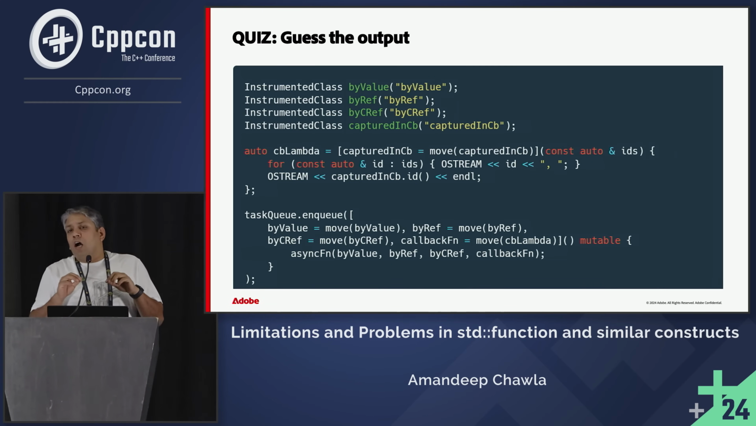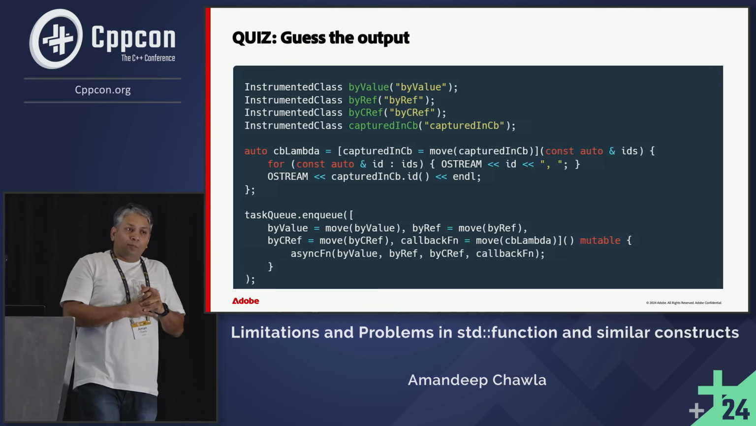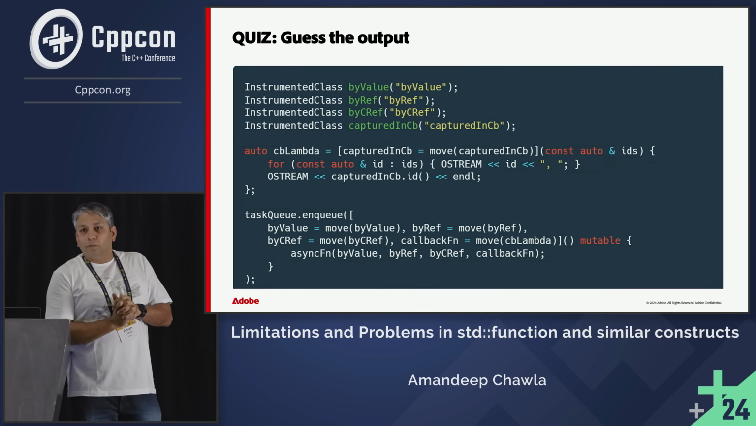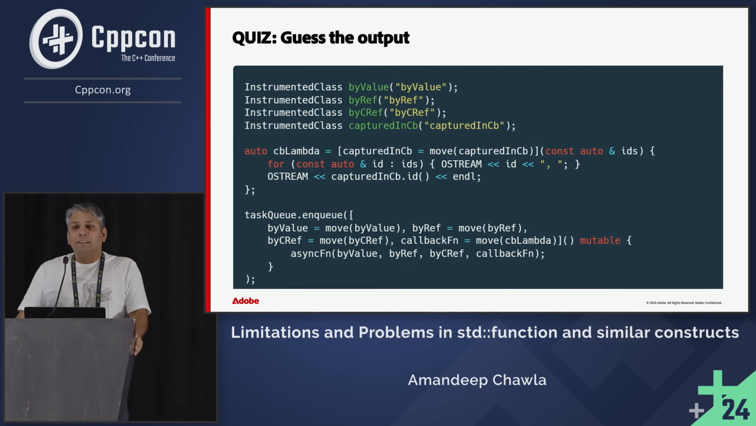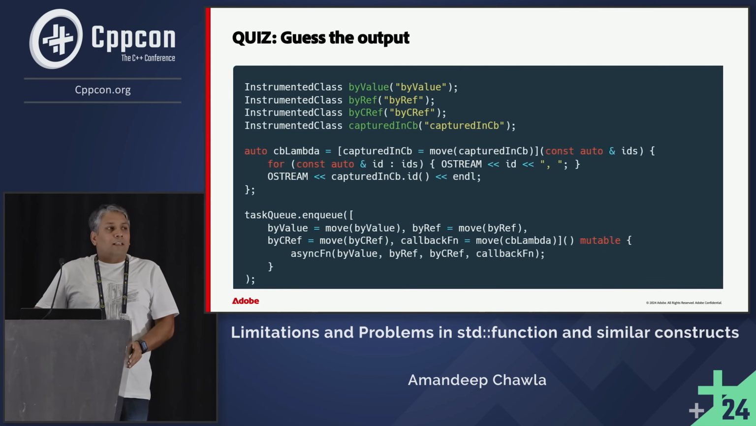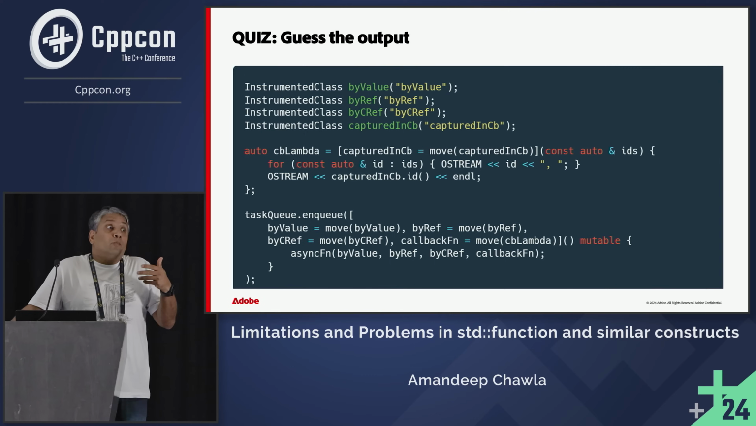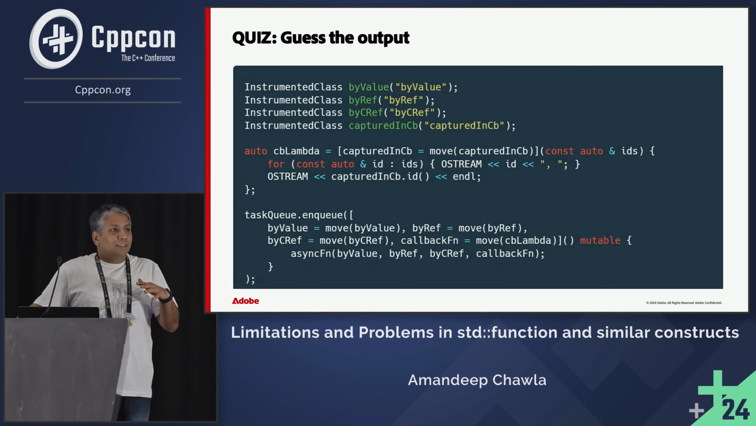Or do you think there will be a copy involved? I am doing the move. Will there be a copy involved? How many think or guess a copy will be involved? No guesses. And how many think there will be moves involved? And how many? More than 5? More than 10? Less than 5?